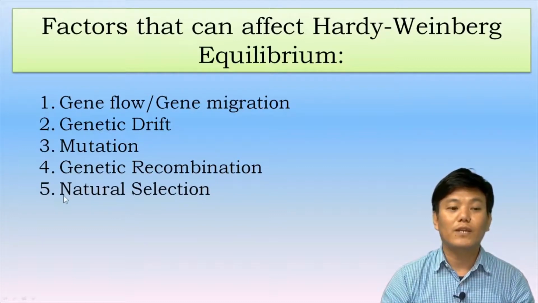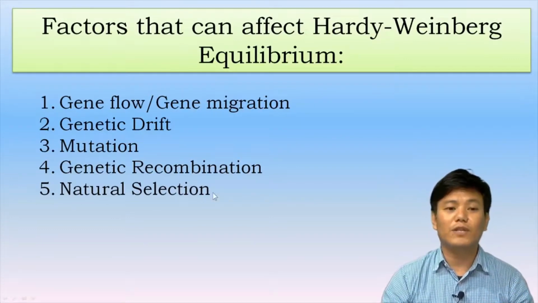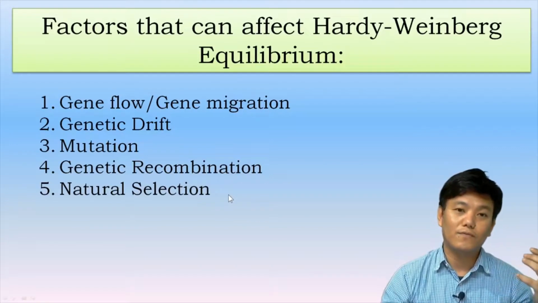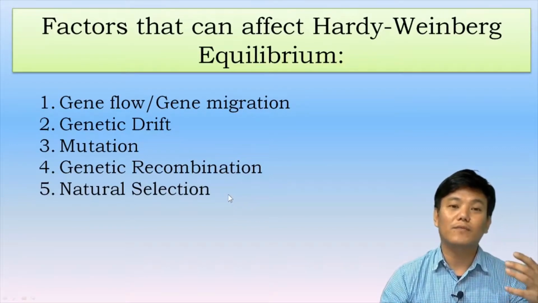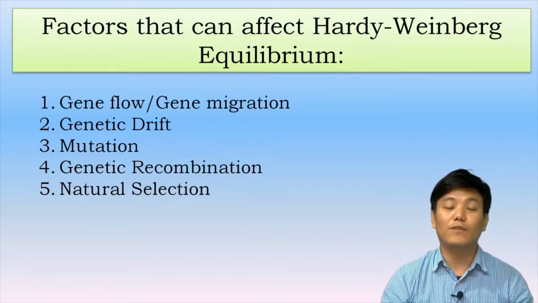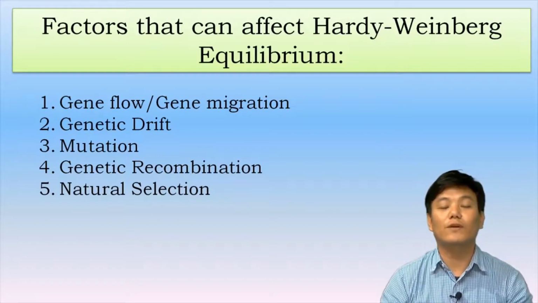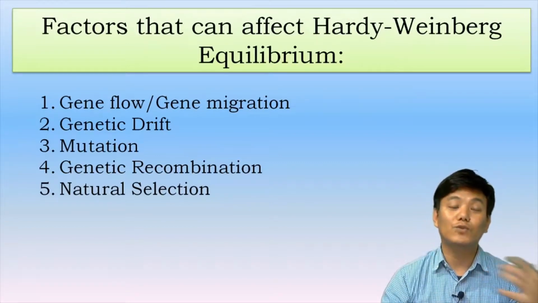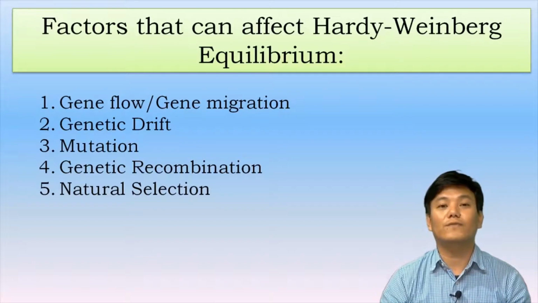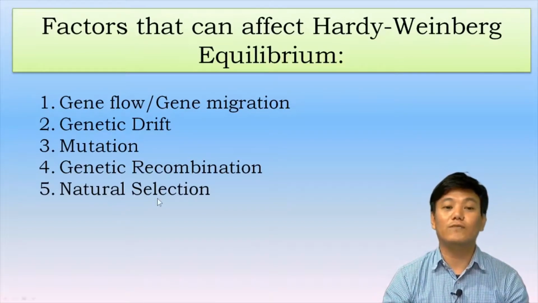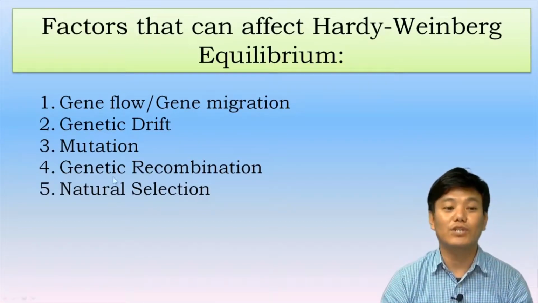Natural selection we have already studied. Natural selection selects those individuals who are considered more adapted to survive within an environment. Nature selects those individuals who are more suitable to survive within the environment, so natural selection will cause allelic frequency changes.